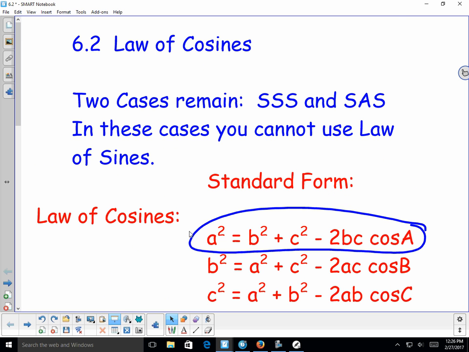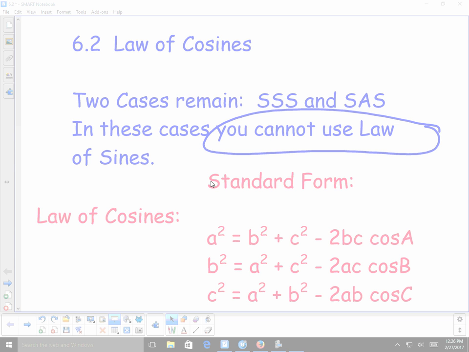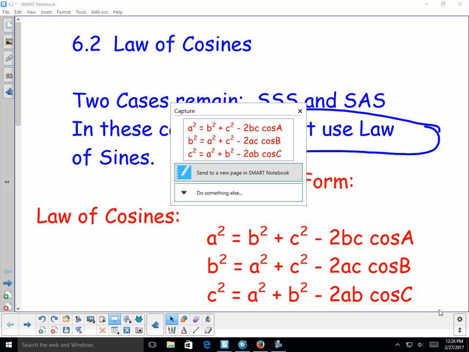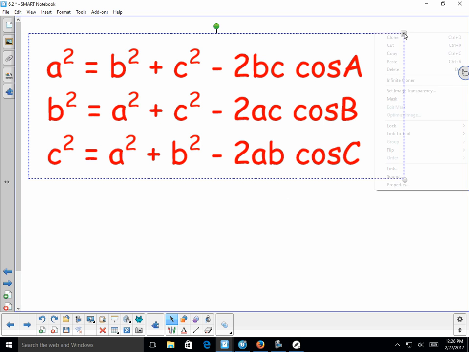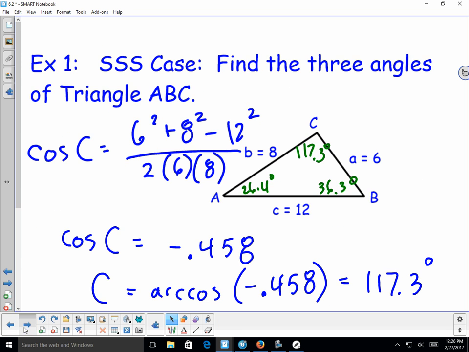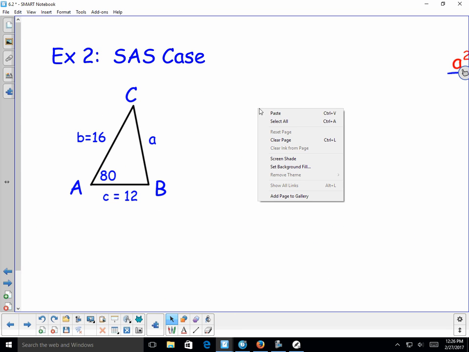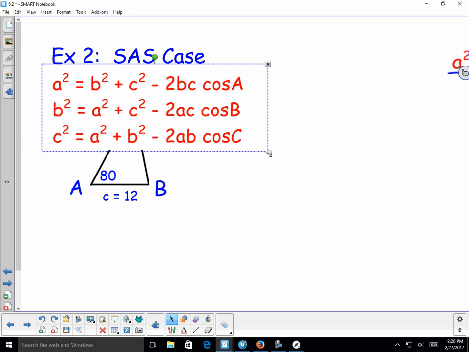Standard form, so maybe one of these formulas. Let me get rid of this. Let's see. Could we use any of the ones that we wanted? Could we use standard form or ultimate form, because we could find an angle, or it'd be harder, but yeah. Okay, so we're using one of these formulas.